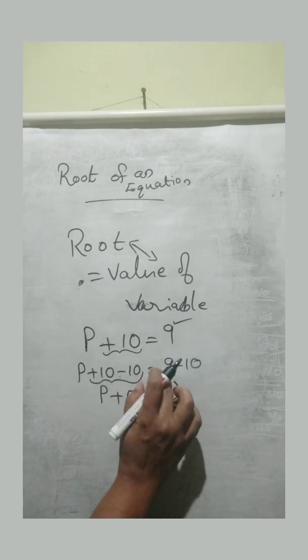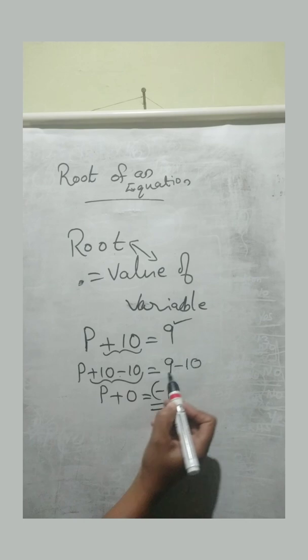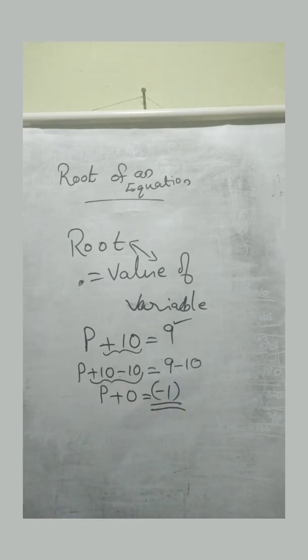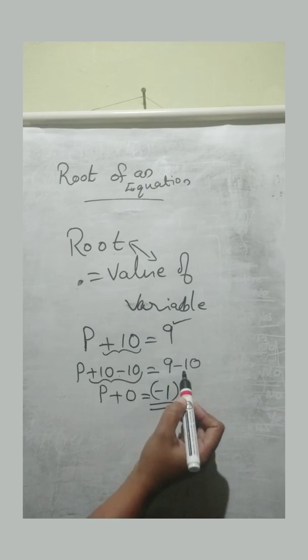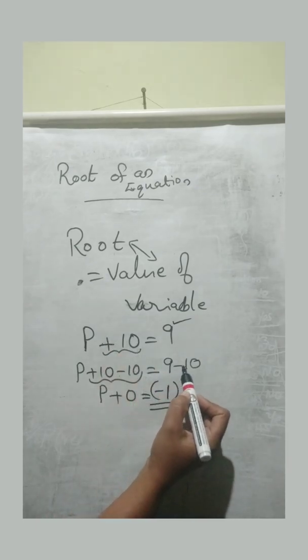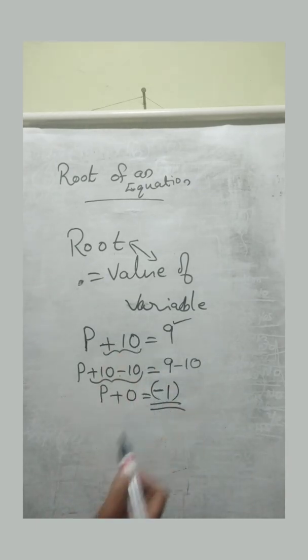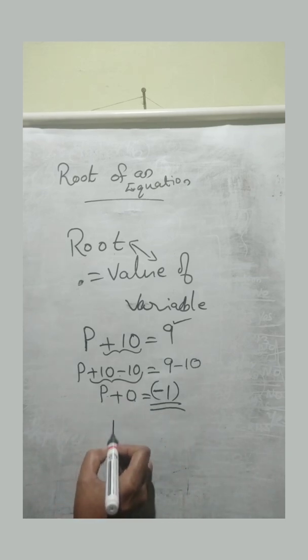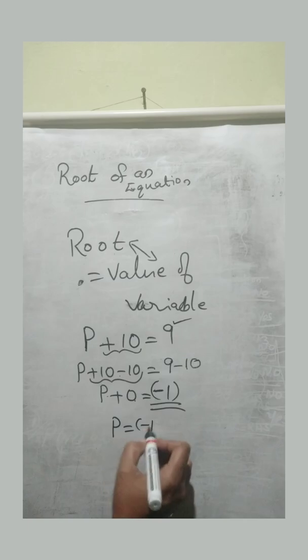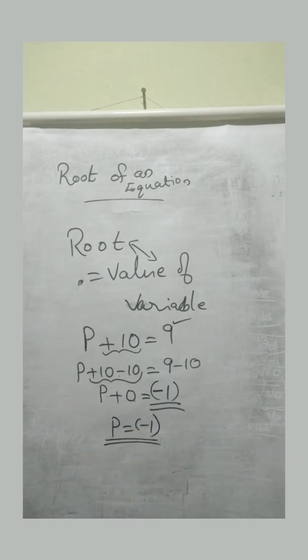9 minus 10: here 10 is greater than 9, so that will be 10 minus 9, which is 1. The sign of 10 is negative, so minus 1. P plus 0 is equal to p itself. So we got p is equal to negative 1.